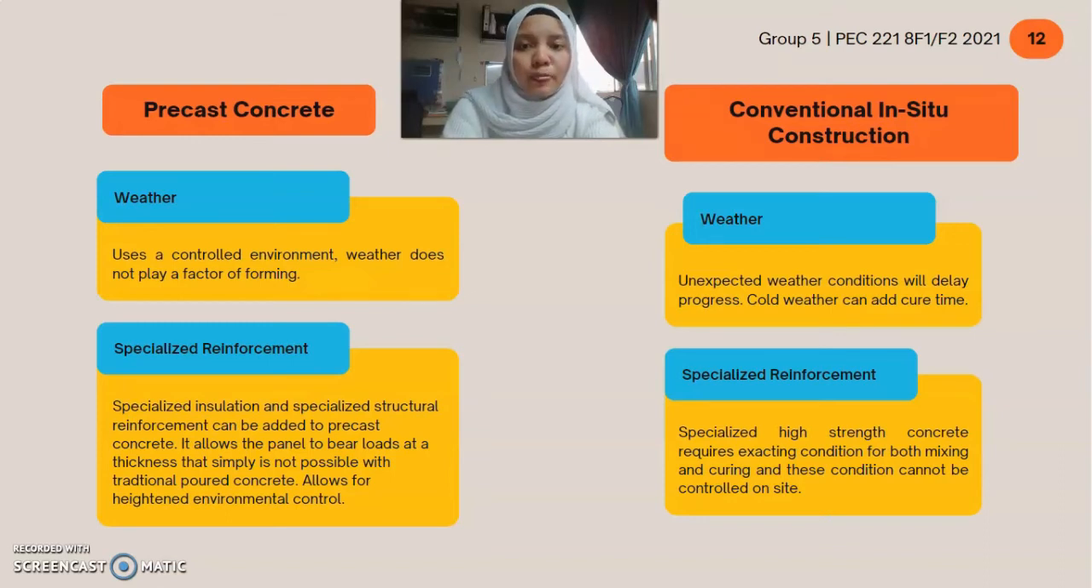Furthermore, specialized high-strength concrete requires exacting conditions for both mixing and curing. These conditions cannot be controlled on site. However, because factory construction allows for heightened environmental control, you can use specialized high-strength concrete for your construction. This allows you to create an architectural design that cannot be achieved in any other way.